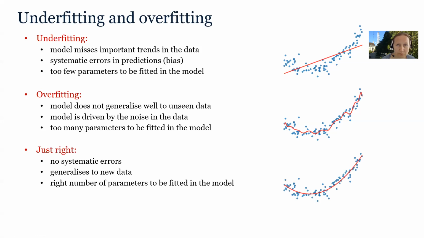And finally, some models will be just right. And when this happens, there will be no systematic errors. The errors will be random. The model will generalize well to new data, and we will have the right number of parameters to be fitted.